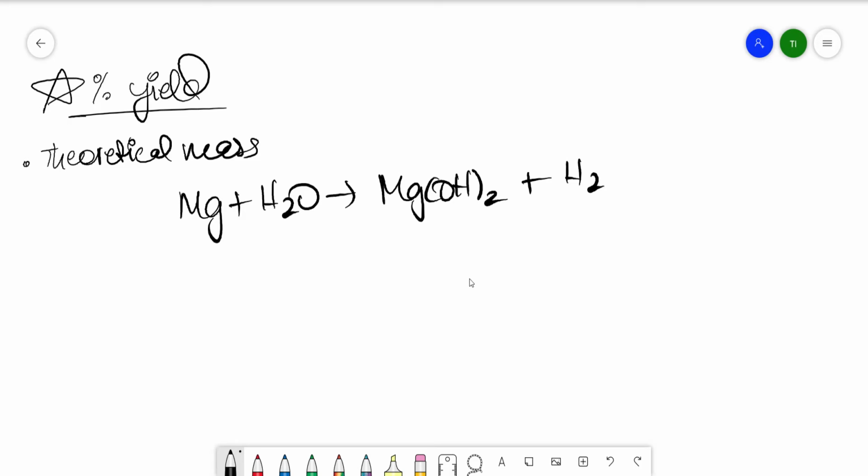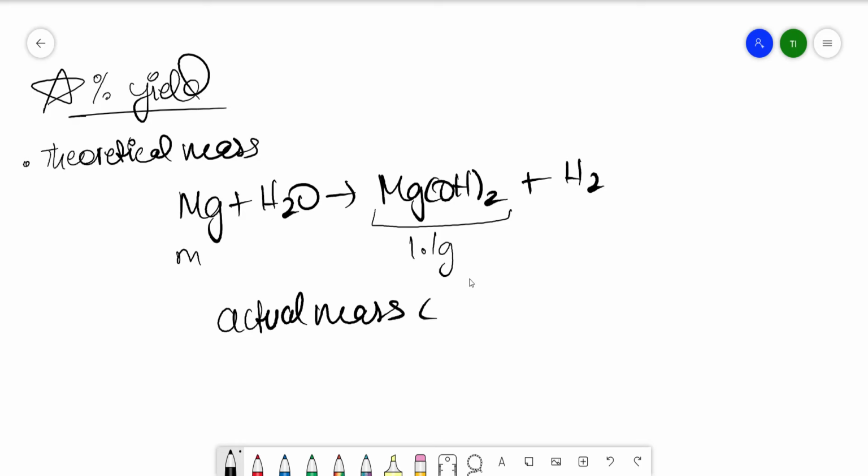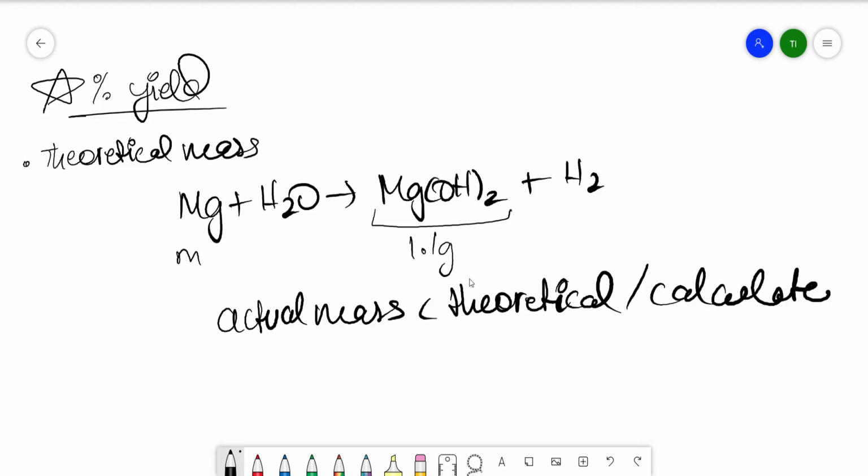Now, let's say from your calculations, when you're given the mass of this and whatnot, you achieve that there is 1.1 grams of Mg(OH)2 that you should obtain. However, in reality, because of many factors and impurities involved, the actual mass is less than the theoretical, or sometimes this is referred to as the calculated mass.